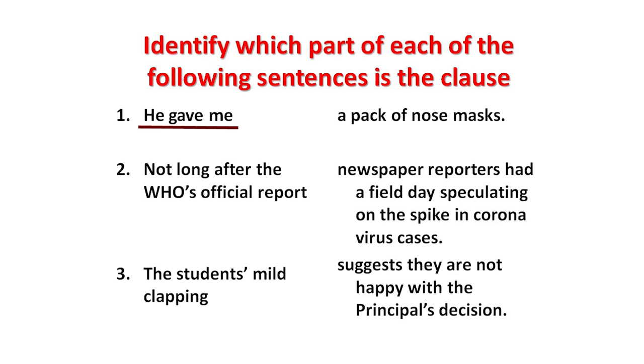It is the first part of the sentence, he gave me. Why? Because he gave me has a finite verb in it. And the finite verb is the verb gave. Gave is a past form of give.